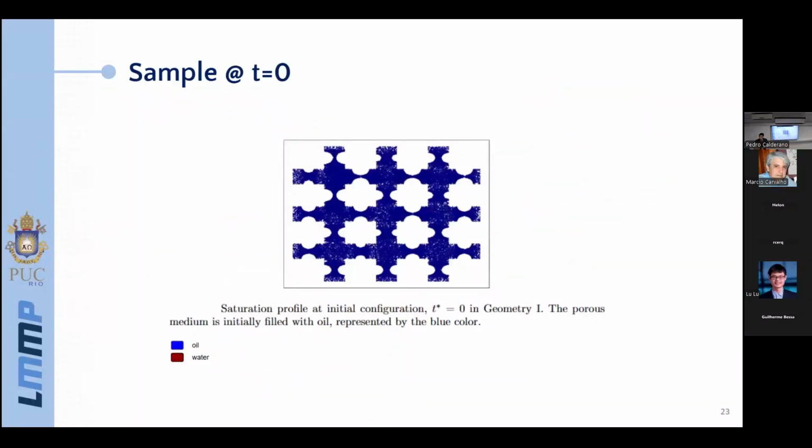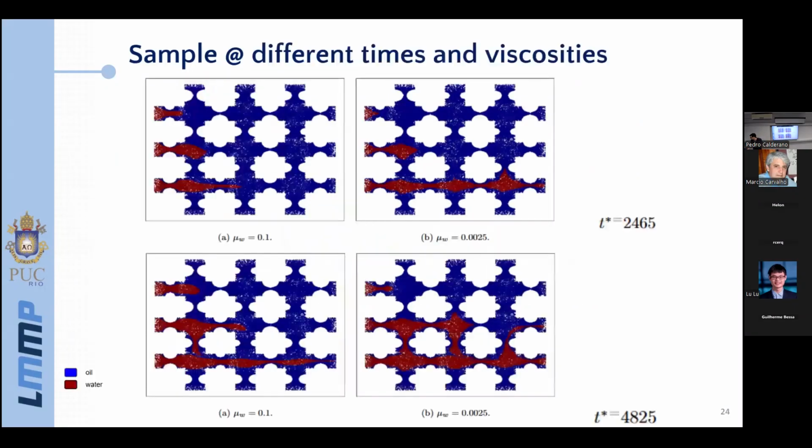So in here, I'm showing the initial configuration of a geometry, and it's initially considered to be entirely filled with oil. The oil is represented by the blue color, and as time passes by, water in red invades the geometry. Well, in the first column, I have a higher viscosity case in which the viscosity of the invading fluid has a higher value. And in the second column, I have a lower viscosity case in which the viscosity of the invading fluid has a lower value.